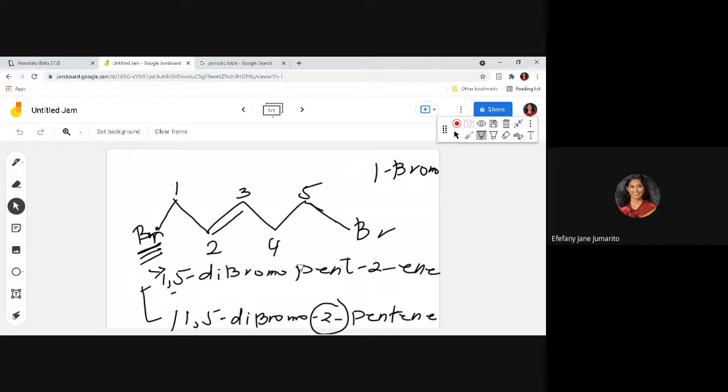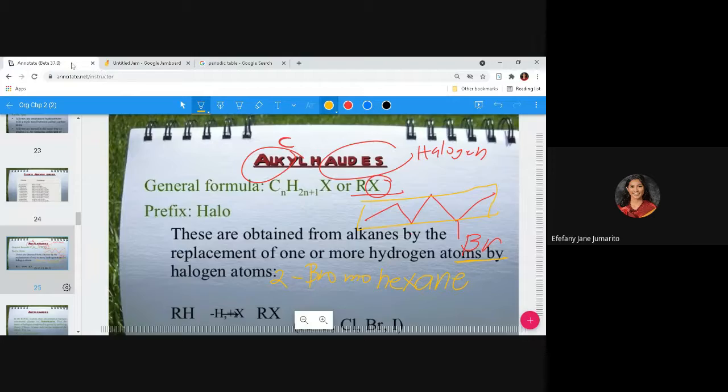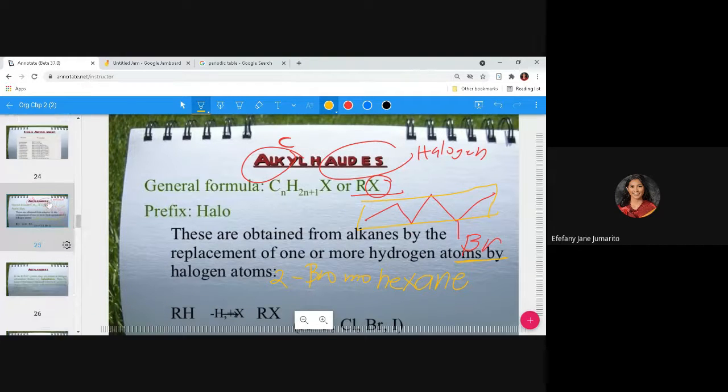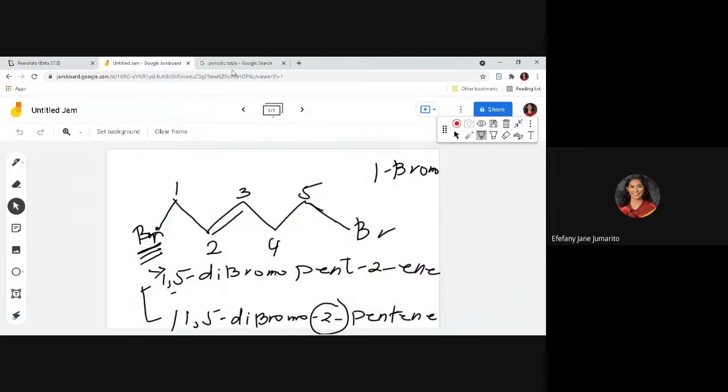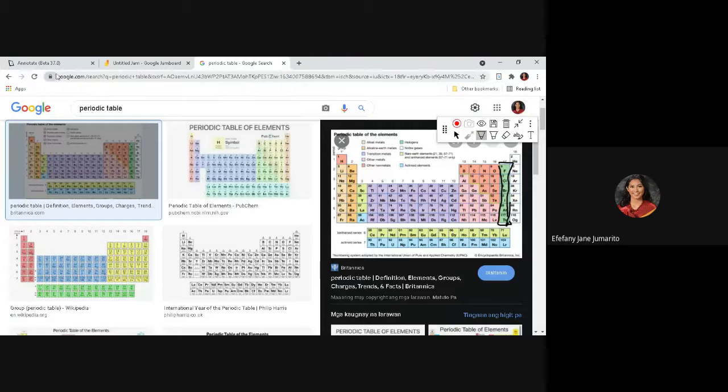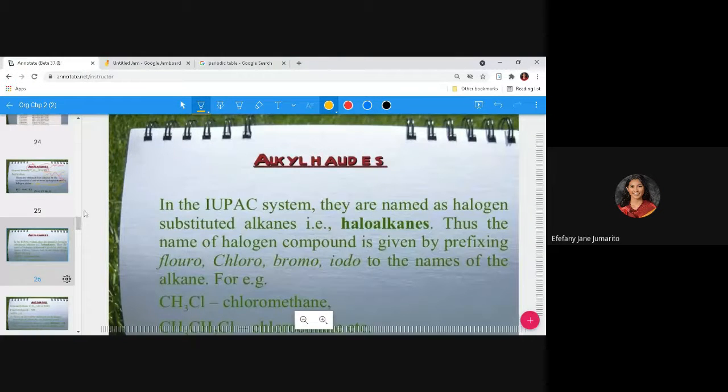Any question? No question. Okay, check your task. Is the number 5 different? It seems the double bond is at 1. So it is 1,5 dibromo 1 pentene. You check that one. Okay, let's go.